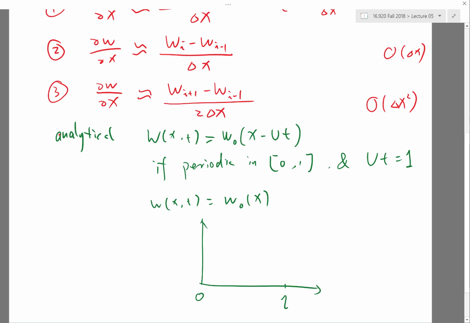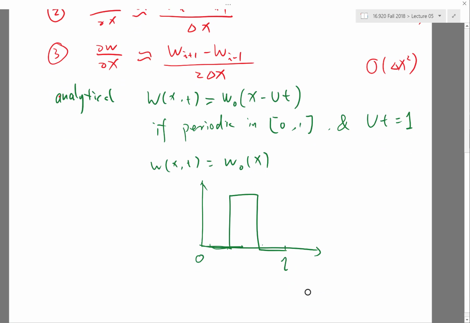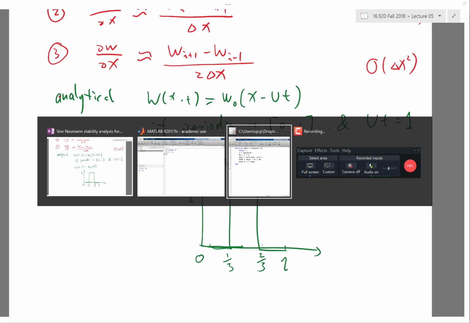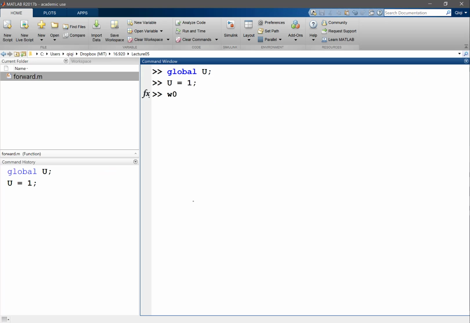Between 0 and 1, let's make a square wave like that. Let's set x from a third to 2/3 to be equal to 1 and the rest of them to be 0, okay? So let's code up our initial condition here. So W0, so let's say x is equal to, well, let's set an n first. Last time we started with n equal to 10, and this time let's do a little bit more. So let's make it 100, all right?